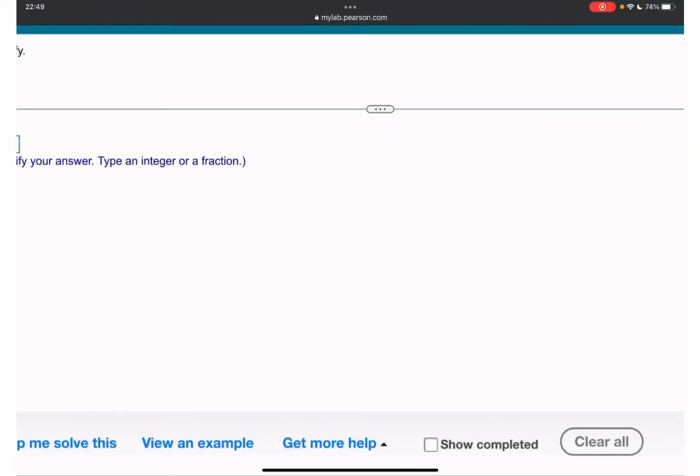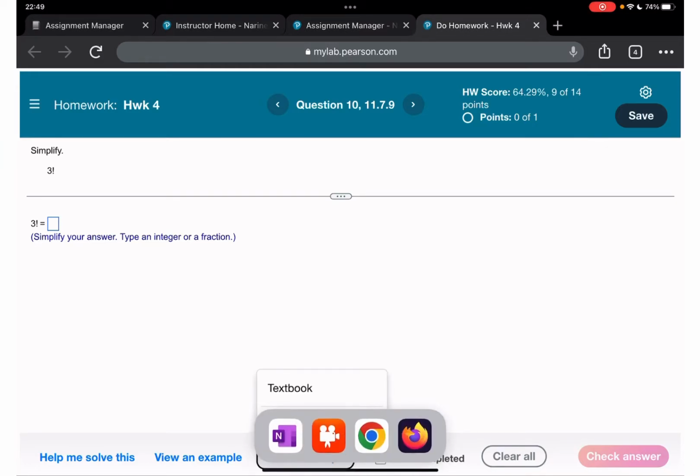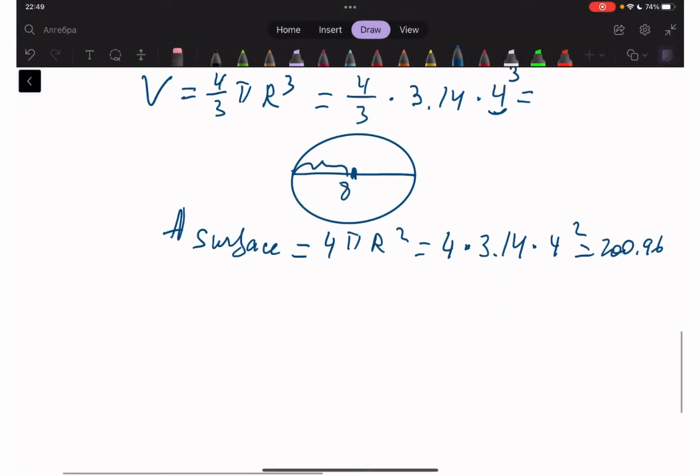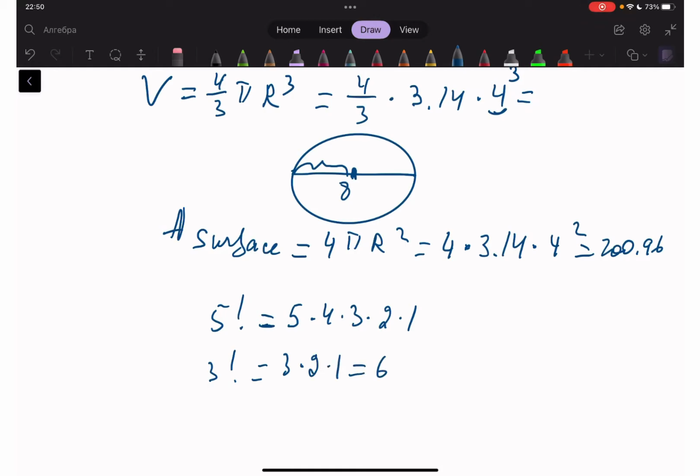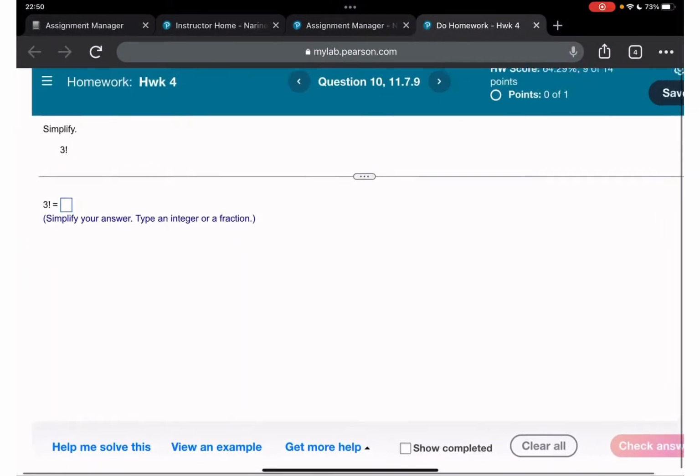Nice work. Moving to next question, number 10. It's 3 factorial. What is 3 factorial? Factorial means, let's say you have 5 factorial. That means 5 is the final number, and you multiply in sequence from 1 through 5: 5 times 4 times 3 times 2 times 1. Since we have 3 factorial, it's going to be 3 times 2 times 1, which is 6. So here the answer is going to be 6.